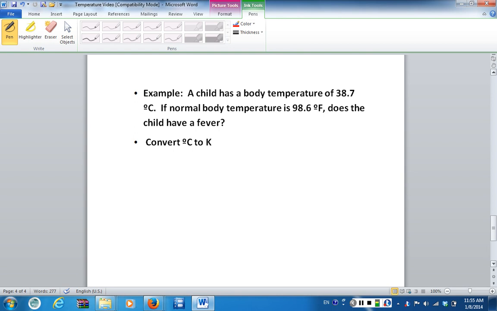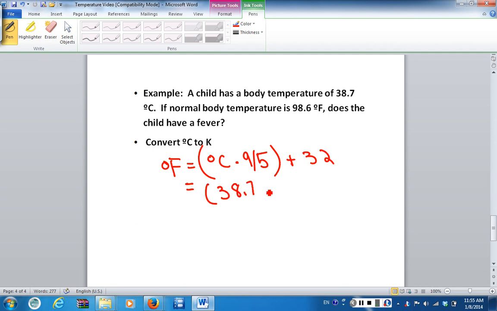So, if we look at what we have, we see that we want to convert degrees Celsius to Fahrenheit. So we know we want to use the formula degrees C times 9/5, and we add 32. So if we plug in our temperature and do our calculation, we see that we get a value of 101.66 degrees Fahrenheit. So this child does indeed have a fever and needs some medication.